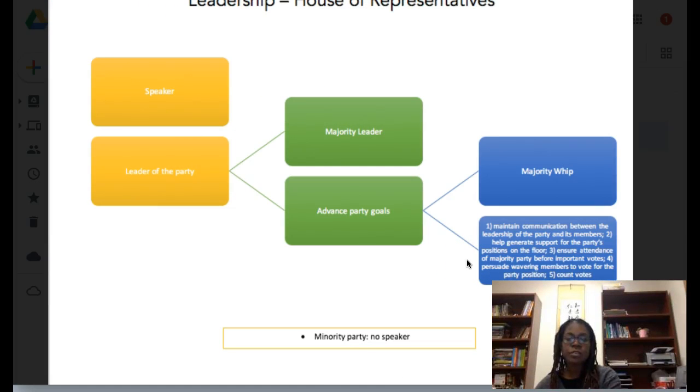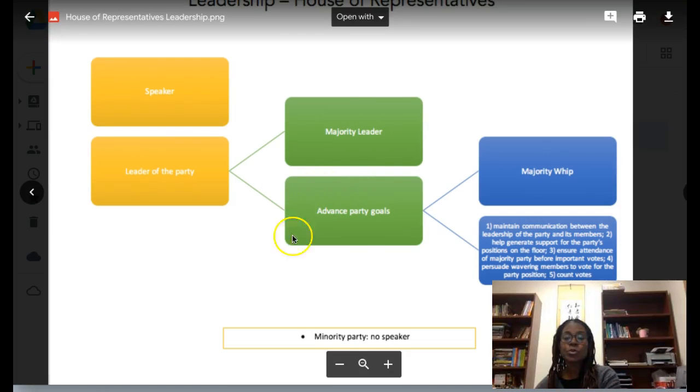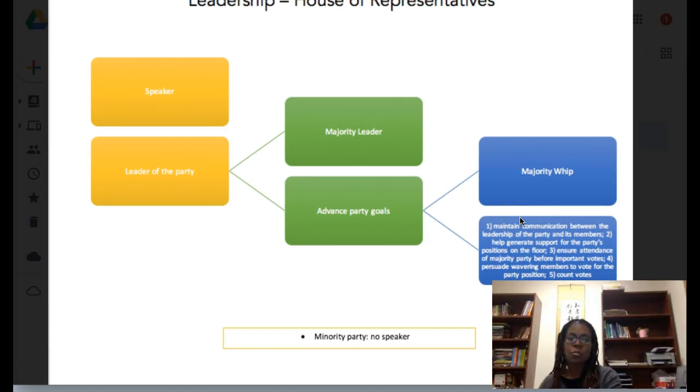They also help generate support for the party's positions on the floor. The majority leader, who's working to advance party goals, is working closely with the majority whip, who is then working with each individual member of the majority to make sure they understand where the party is going, what they're trying to accomplish, and what their positions are going to be with regards to different votes coming to the floor.